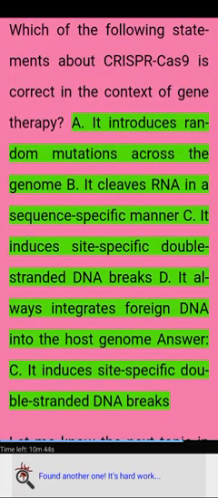A. It introduces random mutations across the genome. B. It cleaves RNA in a sequence-specific manner. C. It induces site-specific double-stranded DNA breaks. D. It always integrates foreign DNA into the host genome. Answer. C. It induces site-specific double-stranded DNA breaks.